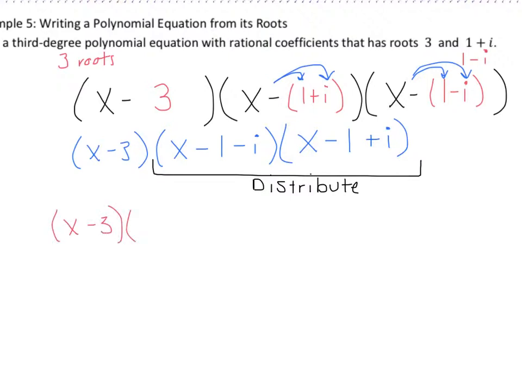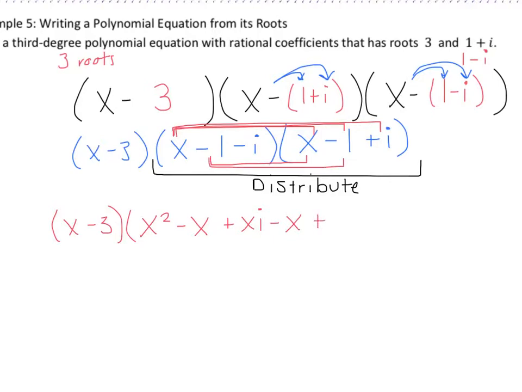And then we're going to have x times x, which is x squared. Okay, x times negative 1. Negative 1x. x times i. Yep, just plus xi. Alright, negative 1 times x. Negative 1x, very good. Negative times negative 1. And negative 1 times i. Negative 1i.